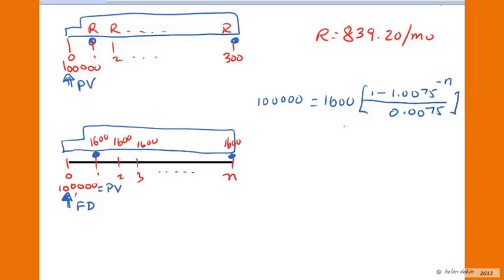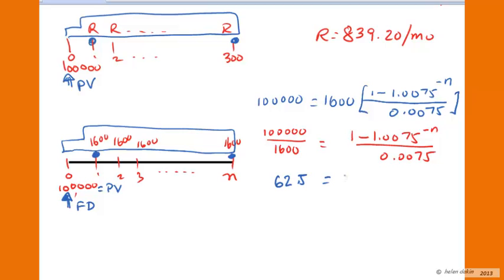So let's attack this equation one step at a time. What are we going to do first? First of all, we'll divide both sides by 1,600. So we've got $100,000 divided by $1,600 is equal to the annuity factor, 1 minus 1.0075 to the negative n exponent divided by 0.0075. Well, 100,000 divided by 1,600 works out to a value of 62.5. So 62.5 is equal to the annuity factor, 1 minus 1.0075 to the negative n divided by 0.0075.